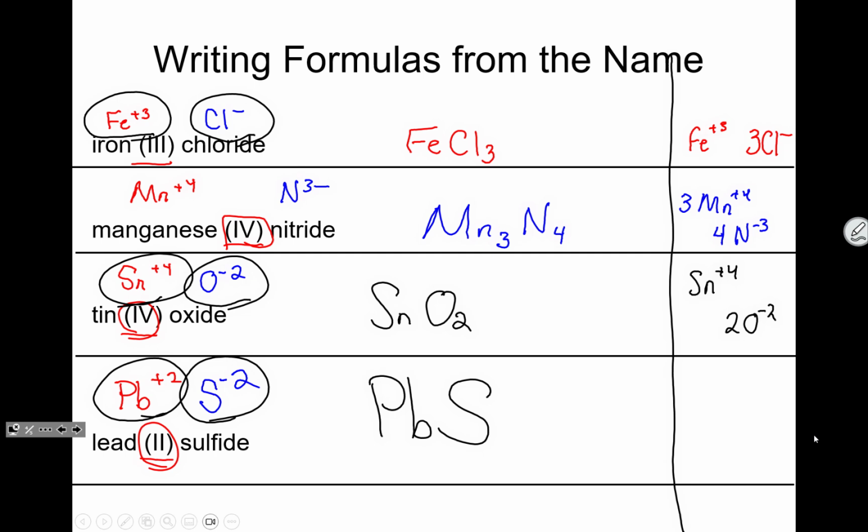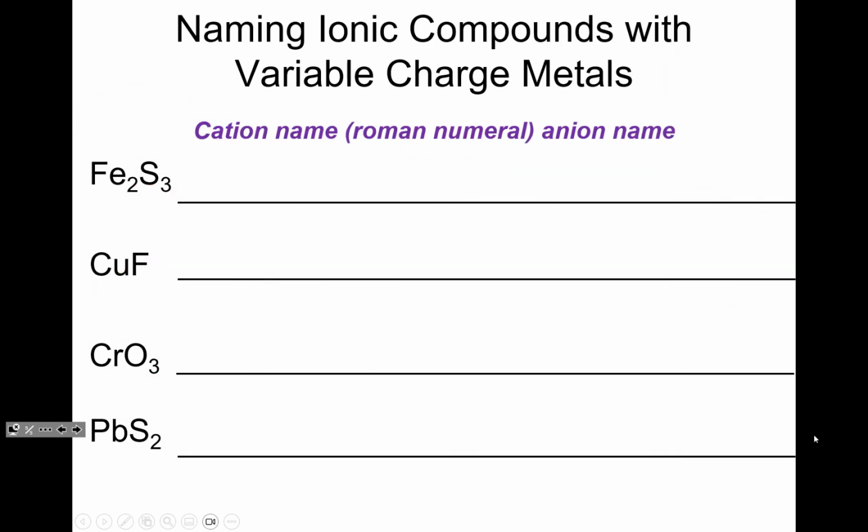Let's go on to something a little more complicated. That is naming ionic compounds with variable charge metals. The reason this is a little more complicated is we have to figure out the charge on the cations, on the metals, because we have to include their charge in the name. So how do I do this? I'm going to write this: this has iron, this has copper, this has chromium, and this has lead. And they can all have variable charge.